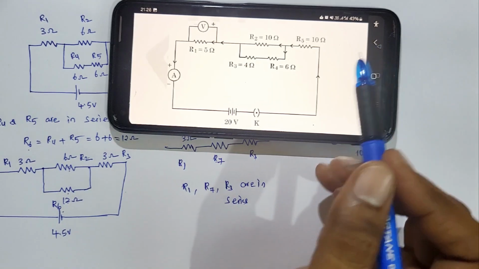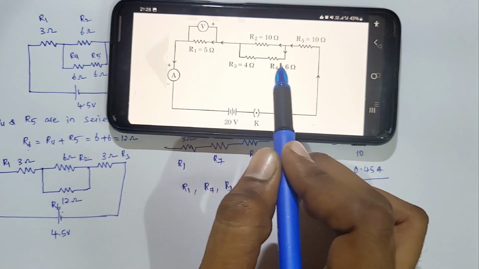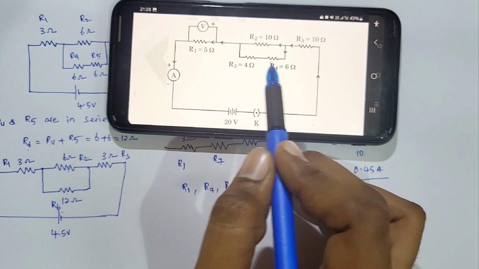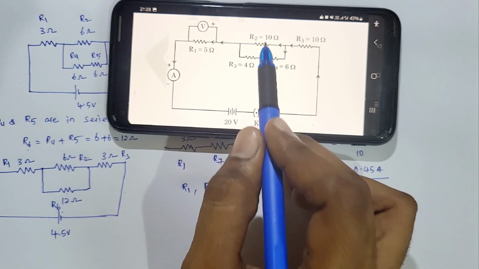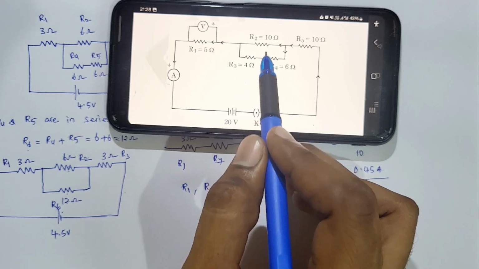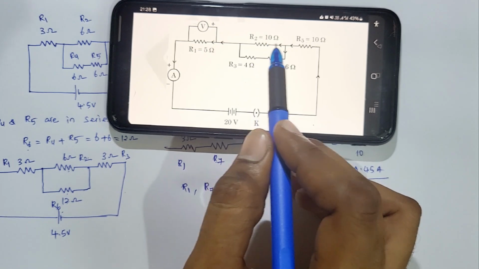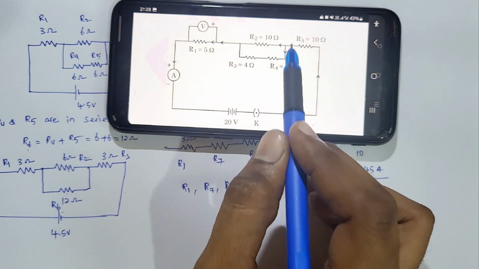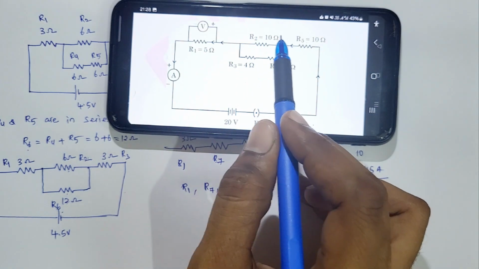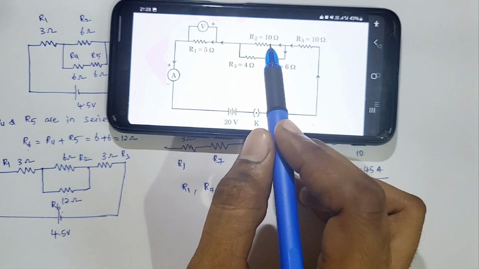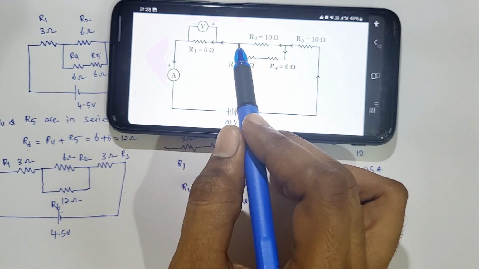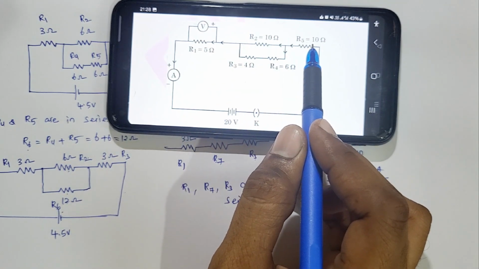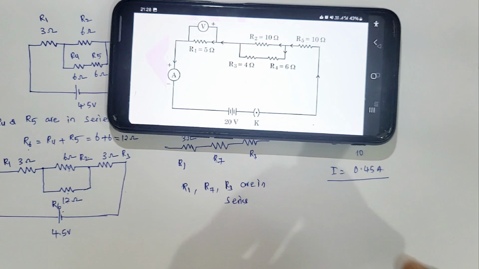If you want to do the same method, see, 4 and 6 are connected in series, correct? 4 and 6 are connected in series, so these two combined will become 10 ohms. 10 and 10 are in parallel, so it will become 5 ohms. So this whole combination will become 5 ohm. So 5 ohms, 5 ohms connected in series, 10. 10 ohms and one more 10 ohms connected in series, 20. So total resistance will be 20 ohm.